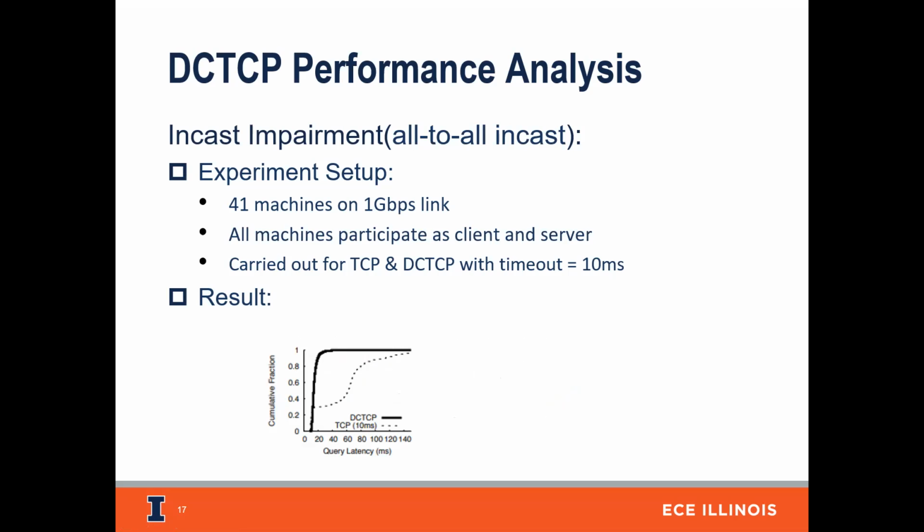Each machine requests 25 kilobytes of data from the remaining 40 machines, and the total is 1 megabyte of data. The CDF of the response time is shown below. We see that DCTCP keeps the demand on buffer space low enough that the dynamic buffer is able to cover all requests for memory, and DCTCP suffers no timeouts at all. TCP, on the other hand, performs poorly because over 55% of the queries suffer from at least one timeout.